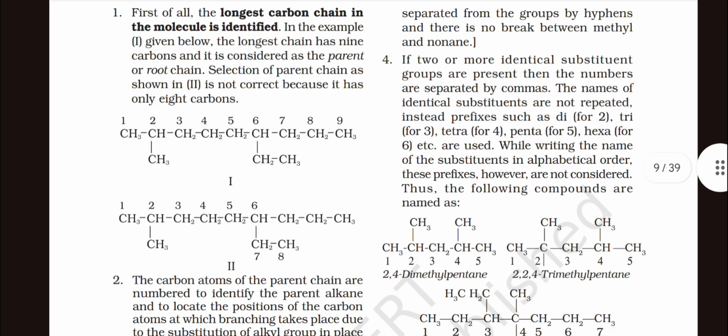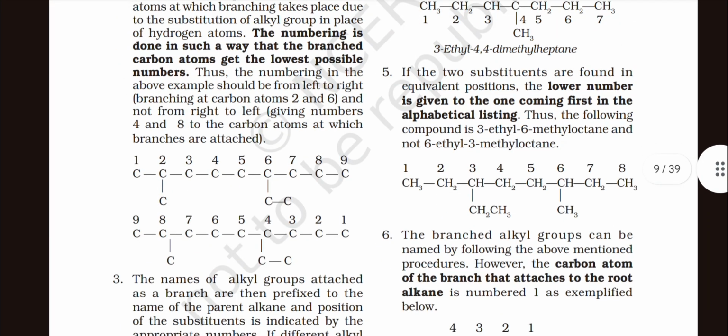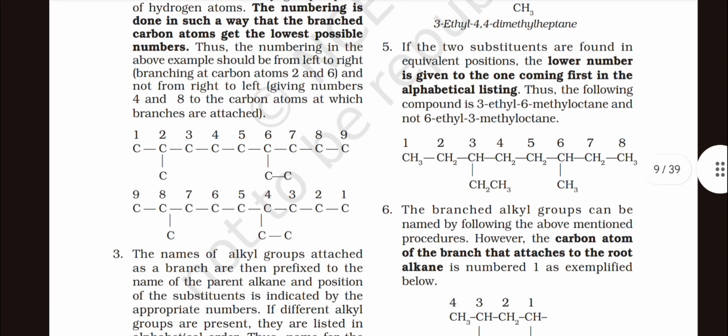Thus, the following compounds are named as shown. If two substituents are found in equivalent positions, the lower number is given to the one coming first in the alphabetical listing. Thus, the following compound is 3-ethyl 6-methyloctane and not 6-ethyl 3-methyloctane.